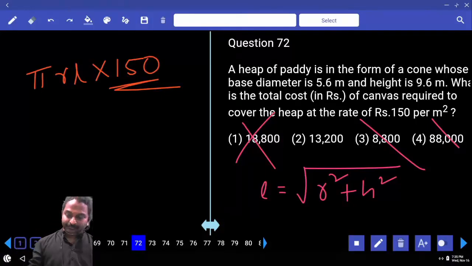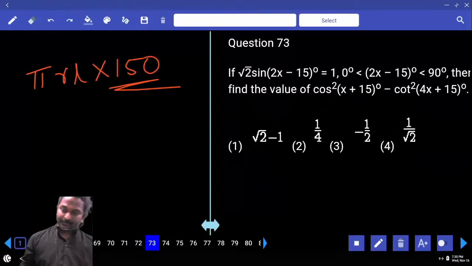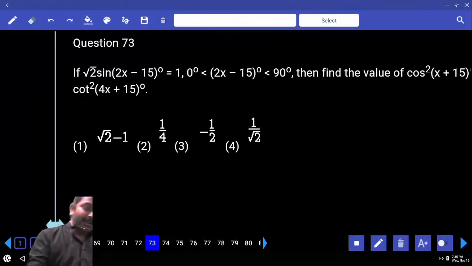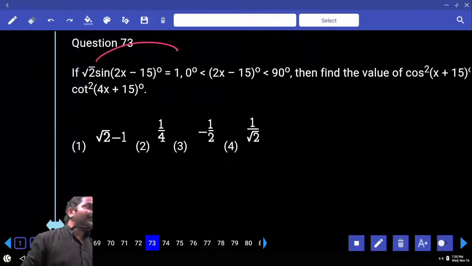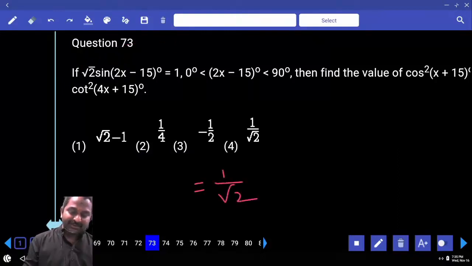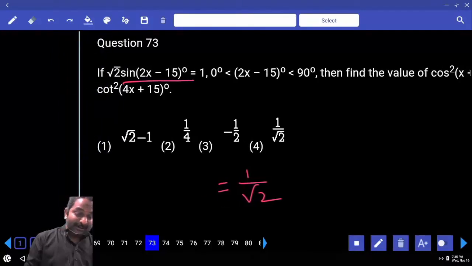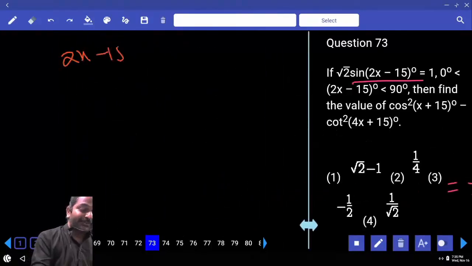Okay now. Take this fellow to the other side. Which fellow? Root 2. So 1 by root 2. Sin 45 degrees is 1 by root 2. That must be equal to sin of 2x minus 15. 2x minus 15 must be equal to 45. Minus 15 goes to the other side. 2x is 60.